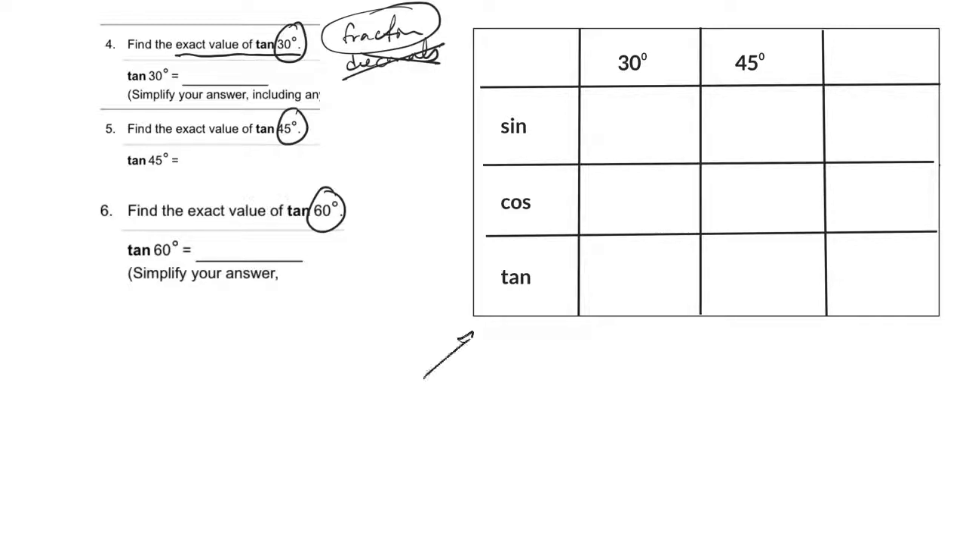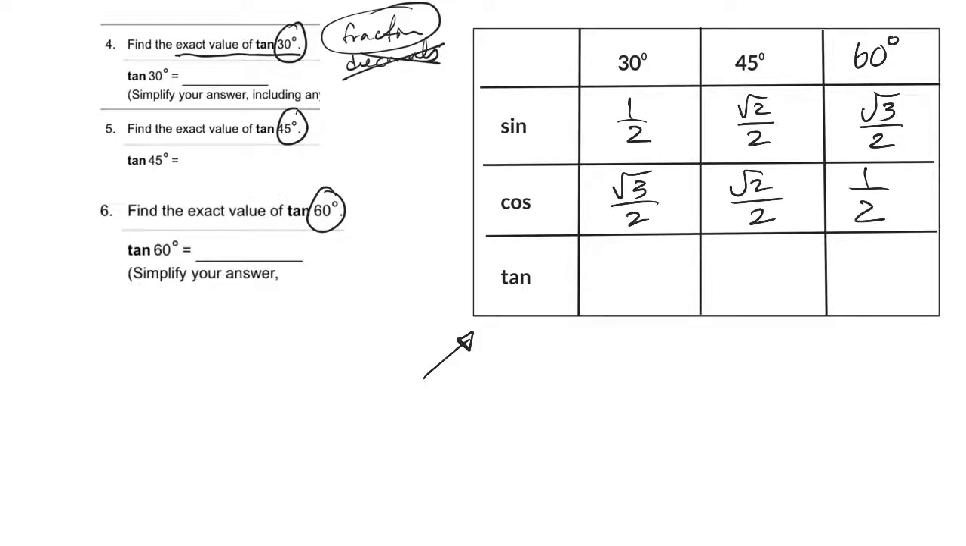So here's a table that you can memorize. And I'll just put out the numbers for you. So sine of 30 is a half, sine of 45 is root 2 over 2, sine of 60 is root 3 over 2. And then the next row is exactly opposite to that one, or backwards. And then the last one, root 3 over 3, 1, and root 3.